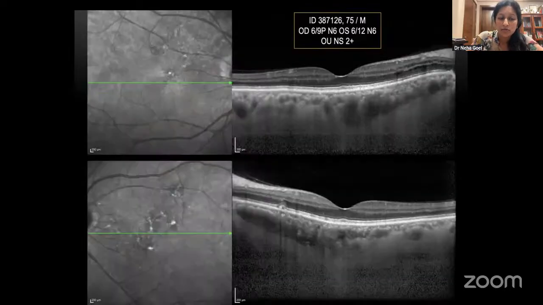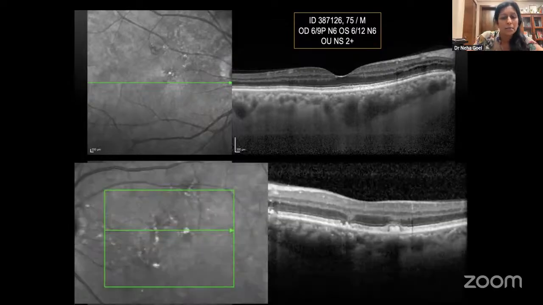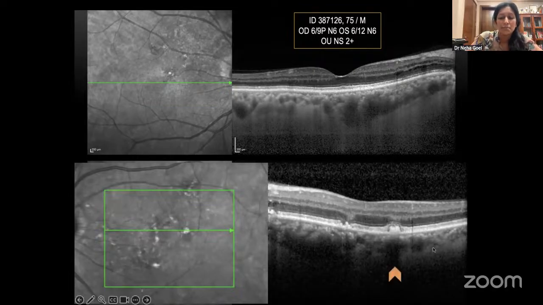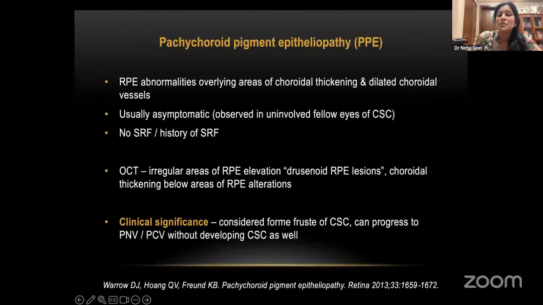Another term I want to introduce here is the pachychoroid pigment epitheliopathy. Many times we used to call this healed CSC, but now we know that there are areas of these pachy vessels with overlying RPE changes, and these patients have never had SRF, which has been documented. Commonly, we see them in fellow eyes of patients with CSC.